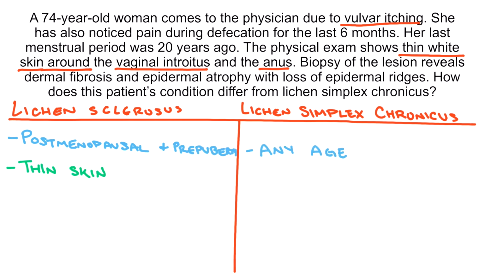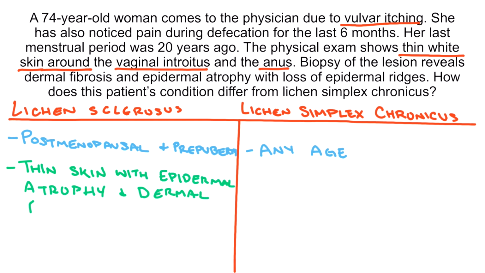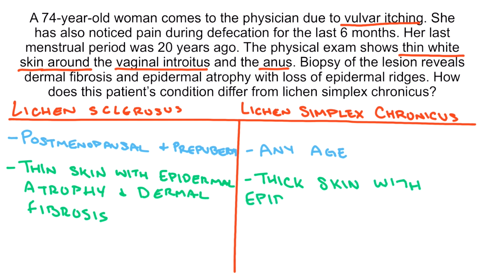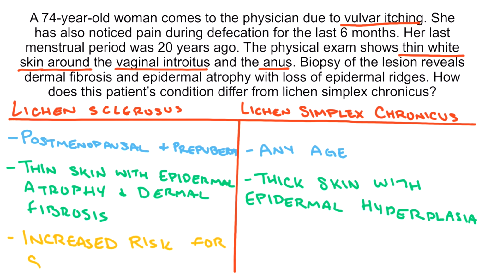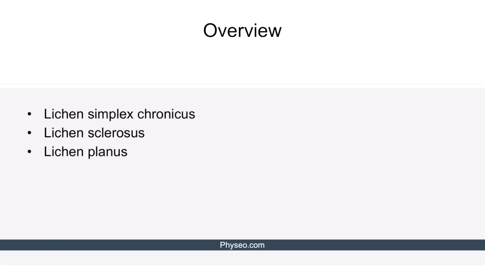Secondly, lichen sclerosus is characterized by thin white skin, epidermal atrophy, and dermal fibrosis, while lichen simplex chronicus is characterized by thick skin with epidermal hyperplasia. Finally, lichen sclerosus increases the risk of vulvar squamous cell carcinoma, while lichen simplex chronicus does not. Okay, let's move on to the last topic, lichen planus.